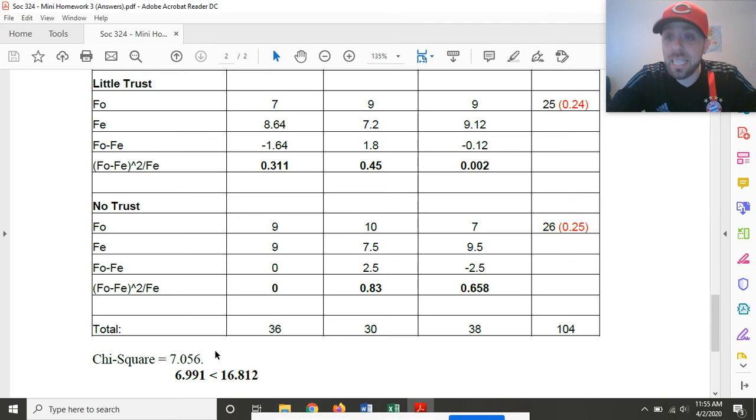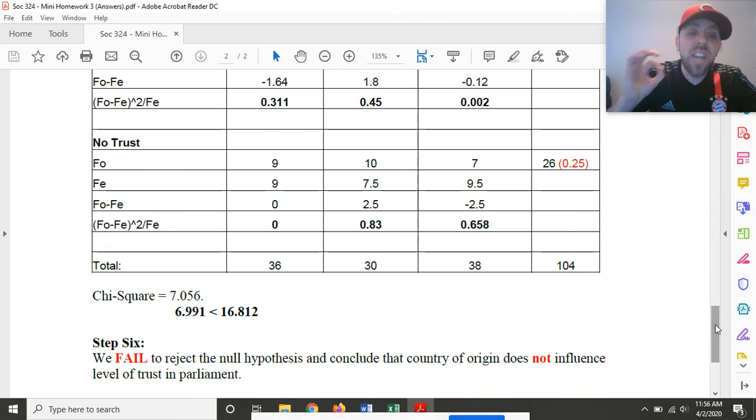6.991, which is less than that critical value of 16.812. So that's the question that we have to ask here. Is 6.991 greater than the critical value of 16.812? The answer is it is not. It's actually not even close. So with 99% confidence, we cannot reject the null hypothesis. We fail to reject the null hypothesis, and I conclude that one's country of origin does not influence their level of trust in national parliament. Whole lot of work for nothing there, but not really, because now we know there's no relationship, and no finding is still a finding. What happens next?